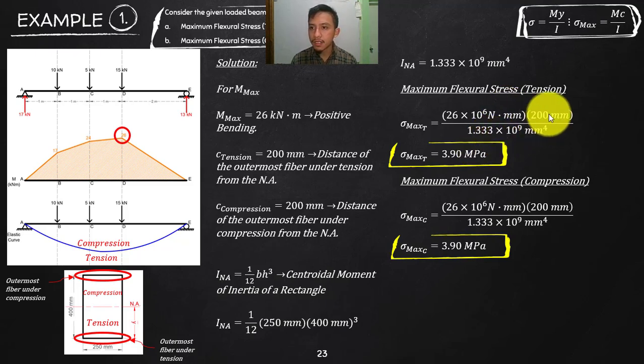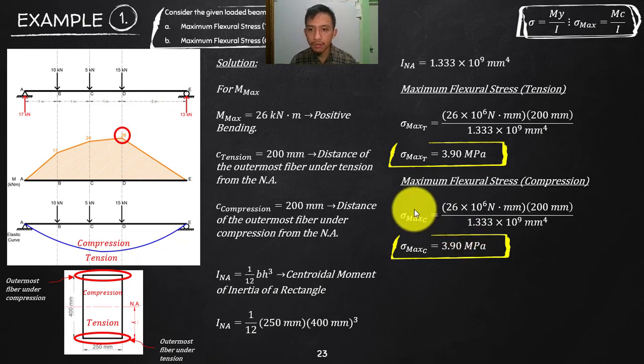So Newton millimeter and millimeter divided by millimeter to the fourth, millimeter squared cancels with the squared on top, you are left with Newton per millimeter squared, which is a megapascal. So 3.90, that is rounded. Okay, so that is the maximum tensile stress, which is experienced by the extreme fiber below, found at joint D or at section D. And then the maximum compression is also found at the extreme fiber on top, which is also found at section D. Okay, so that is for this example.